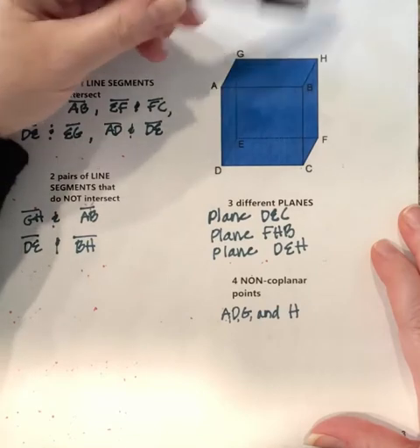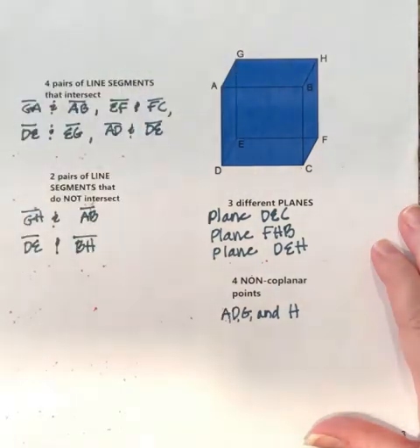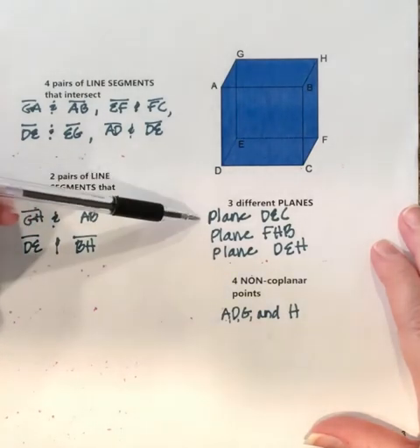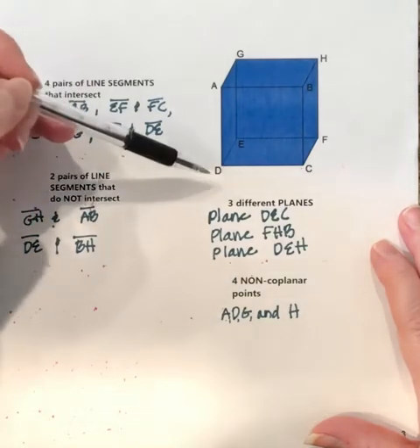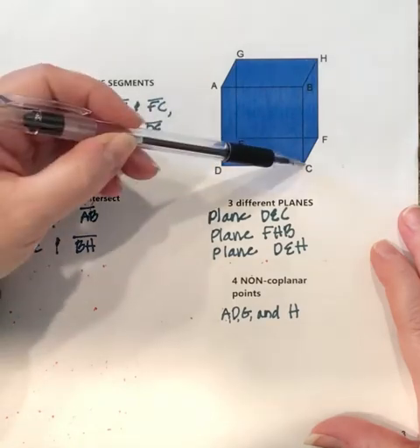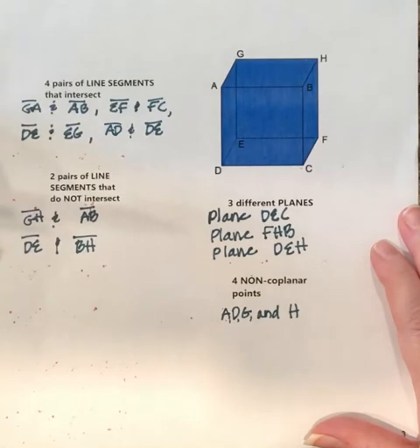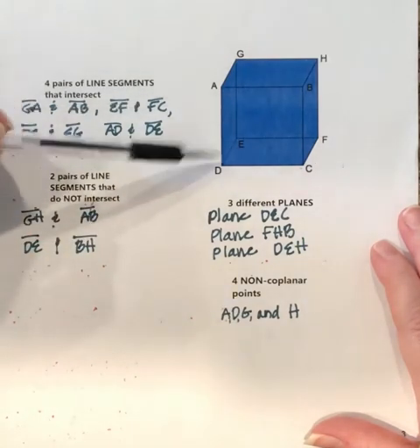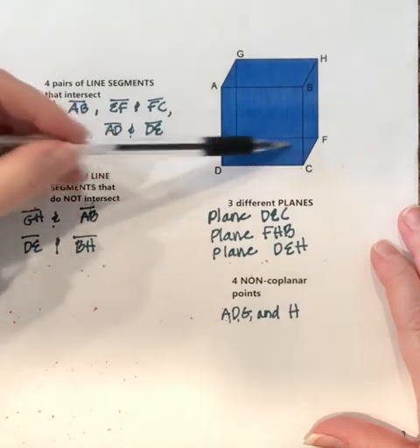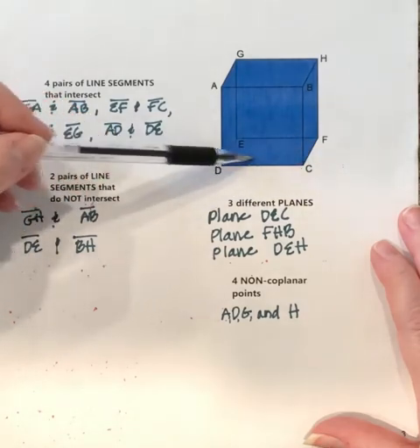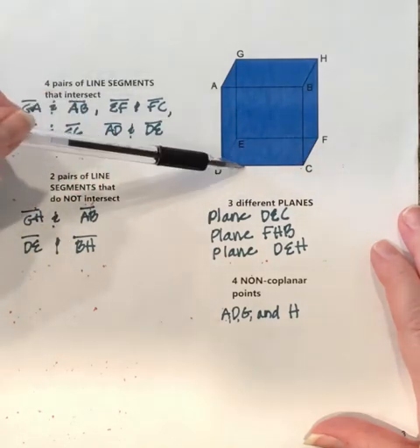Again, no matter how far I extended those lines, they would never run into each other. Now 3 different planes. I have plane DEC, 3 letters. Again, F is on that same plane, so I could have incorporated the letter F into that name. It doesn't matter. The combination of the 3 letters is indicating this plane, which the way I'm looking at it is the bottom of the box.